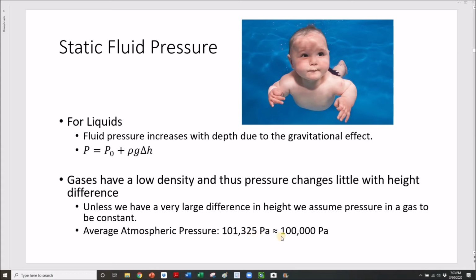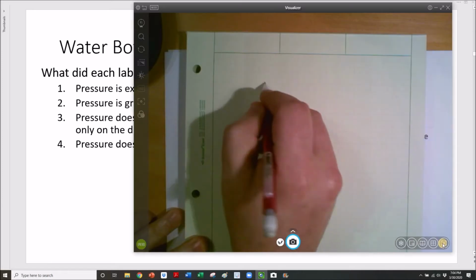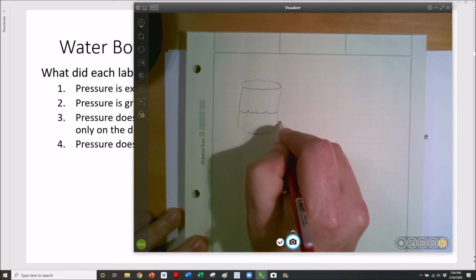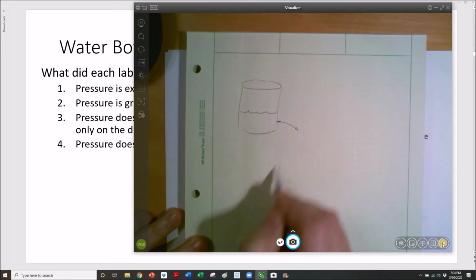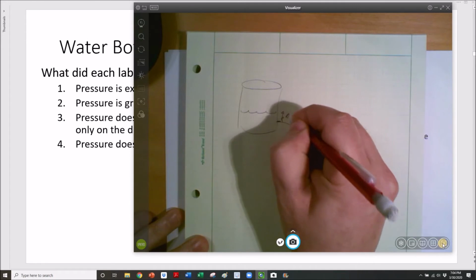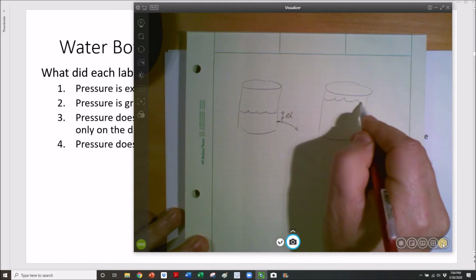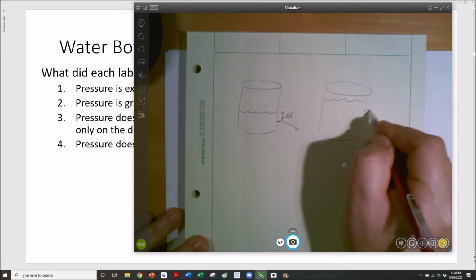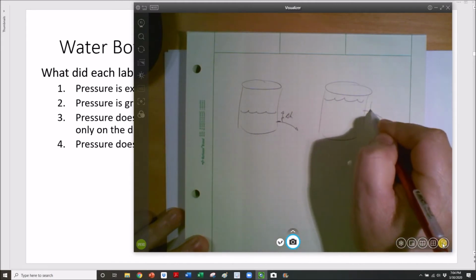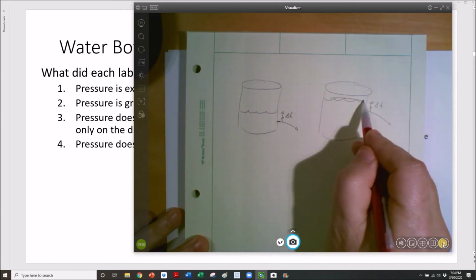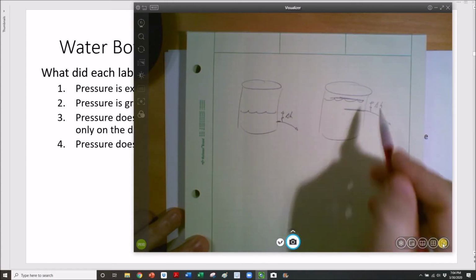It's actually 101,325 pascals. But on the AP test, they round it to 100,000, which is nice of them. So if we had a glass of water like this, and the water level was here, and we punched a hole in the side here, the water would squirt out. And this is our difference in height. So if we had another glass over here and the water was up high like this and we punched a hole in right here, the water would squirt identically the same if this delta height was the same. So all that matters is the difference between the top and where you're at, that height difference.